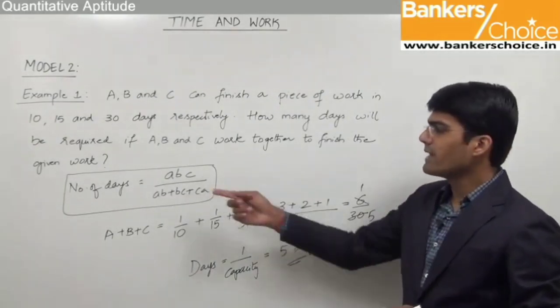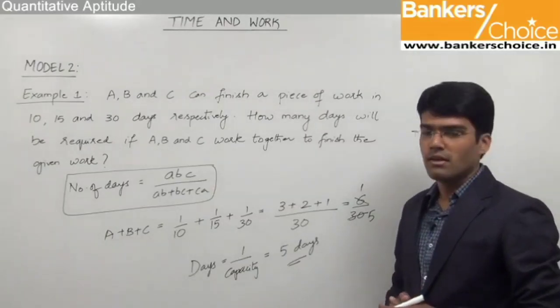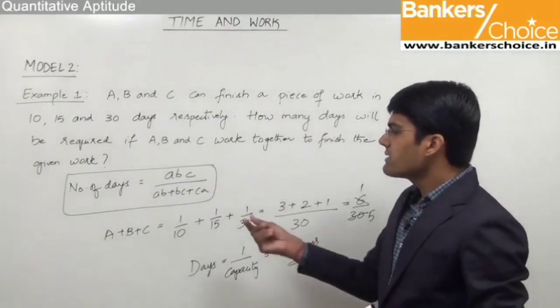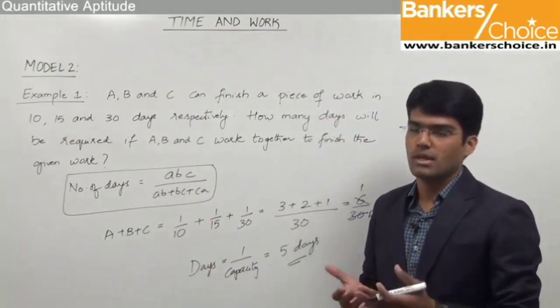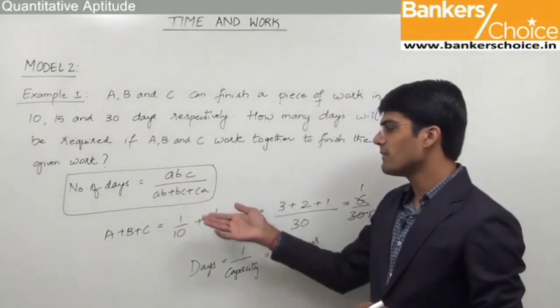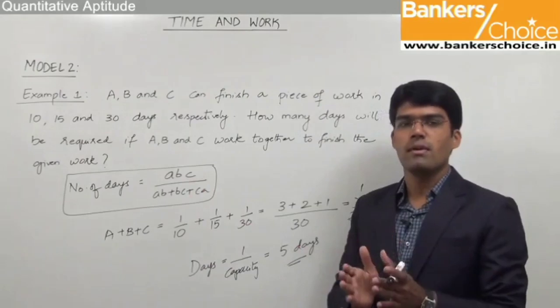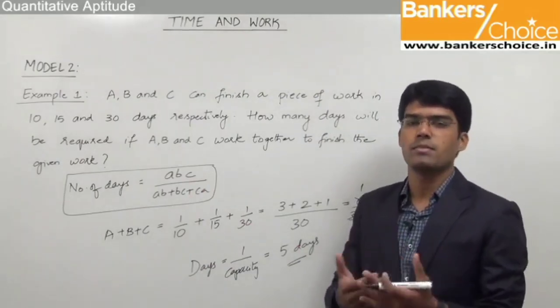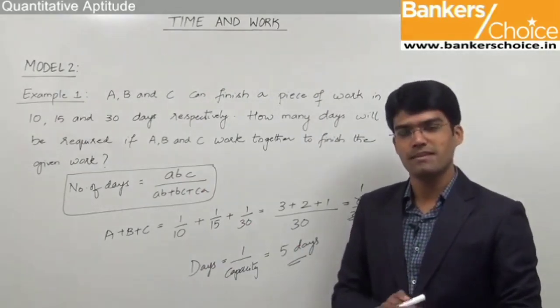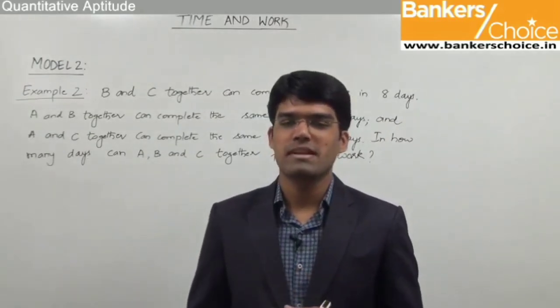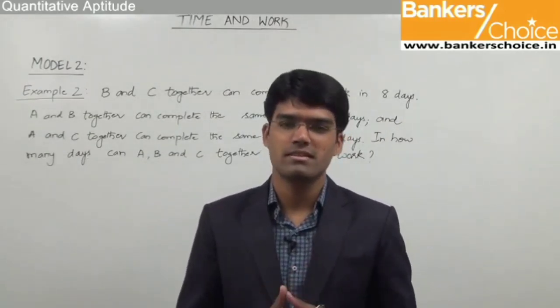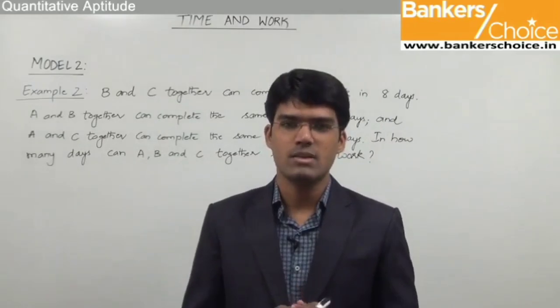Or otherwise, we can simply substitute the values in the formula to get the answer. But generally, substituting these values in the formula can sometimes become complicated. So depending on your convenience, you can either go by the formula or simply find the amount of work done in 1 day and reciprocate that to get the total number of days. Let us now take another typical example from time and work which can be solved based on the same concept, that is 1 day's work.